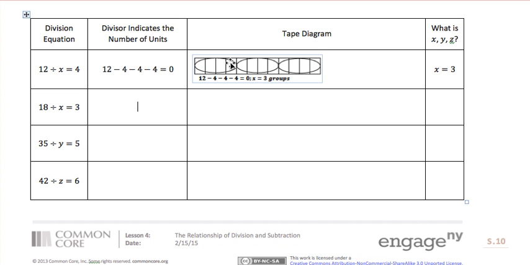So if we start with 12, and we circle groups of 4, we find that we have to subtract 4 3 times in order to get to 0. So x is equal to 3, the number of times that we circled groups of 4. If we have 18, and we're going to circle groups of 3, we would have 6 groups.